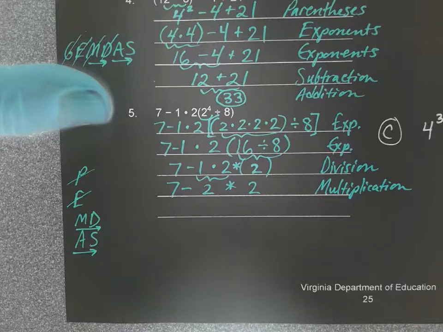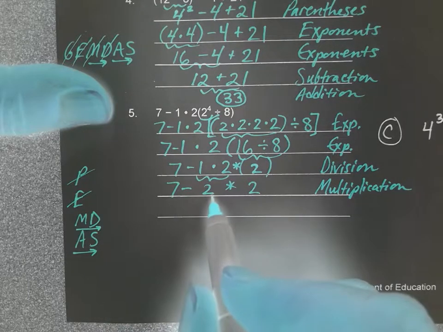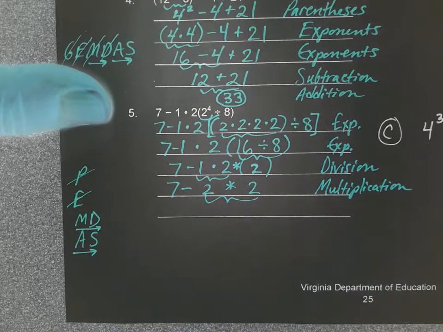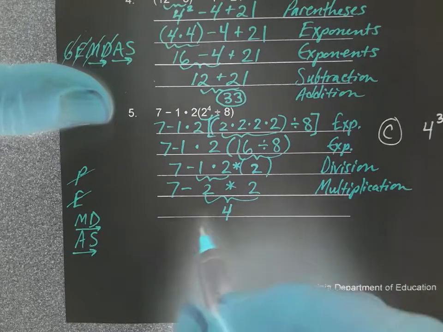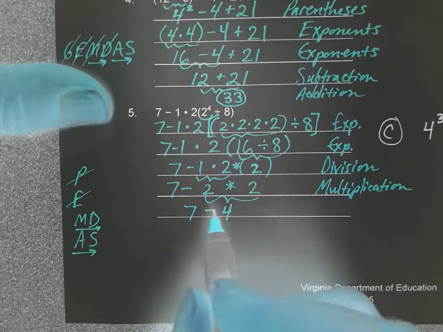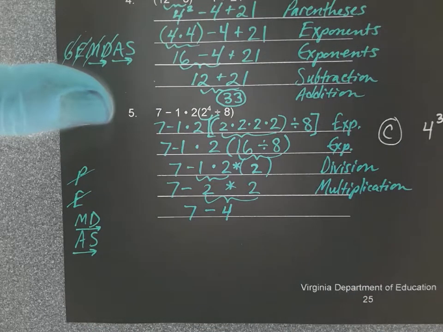And next up, there's still more multiplication to go. So the next multiplication is sitting right here. What is 2 times 2? The answer is 4. And what's still left out front? Notice the order has to stay the same. 7 take away 4.